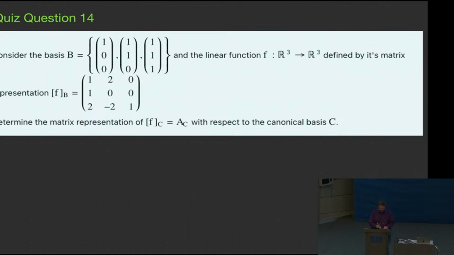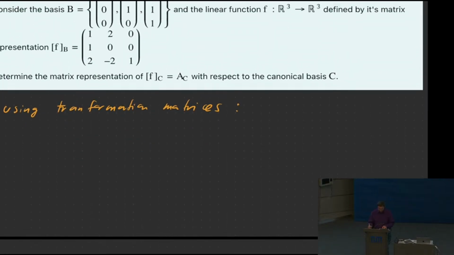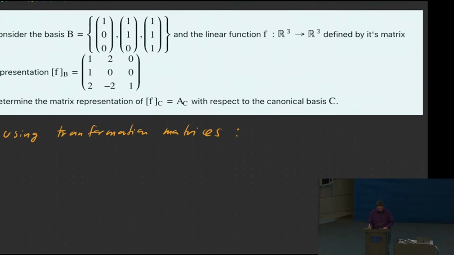Right, so that's the first possible approach here, using transformation matrices. And the first question is, we need to find out which transformation matrix we need. Well, in this case, we have two bases. We have B and we have C, right? B and the canonical basis C. We want FC, and we have FB.